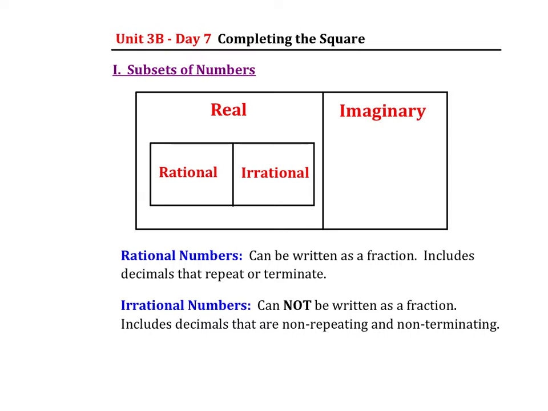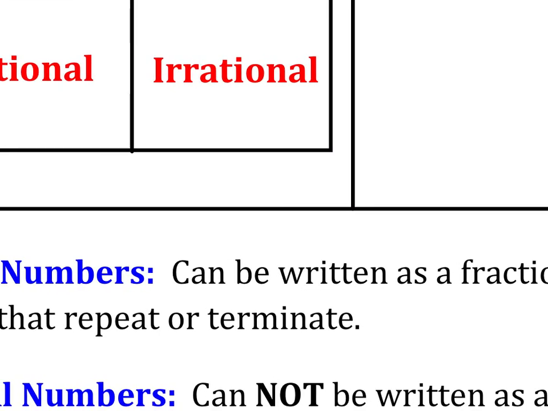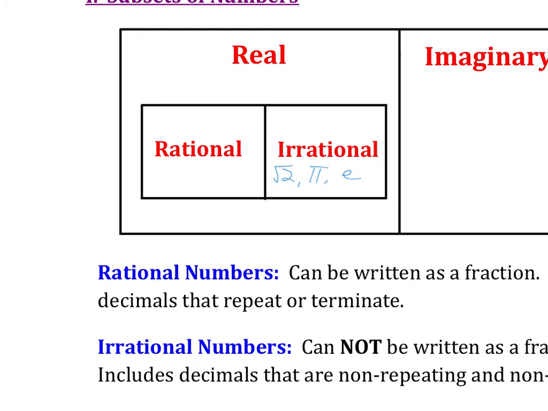A lot of times with irrational numbers, that's where you'll get, like, square root of 2, which is very common. Pi is a very popular irrational number. The number e, which we'll get into later on in the school year, is also a very popular irrational number.